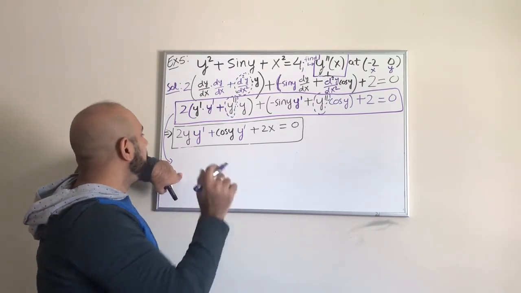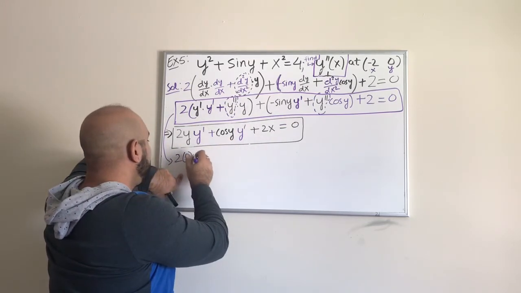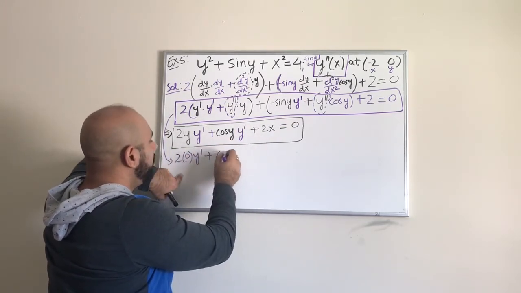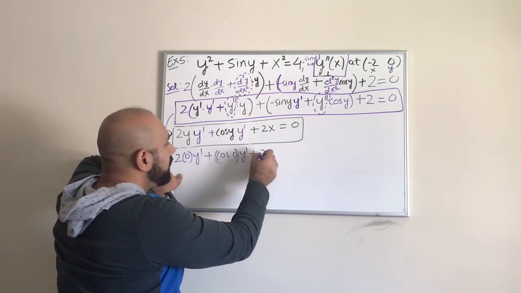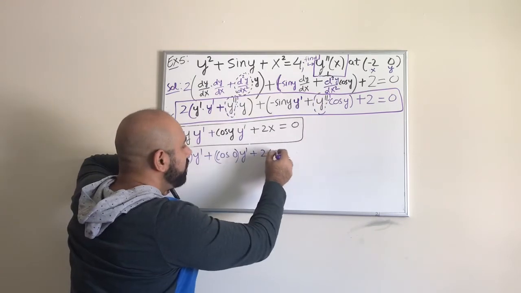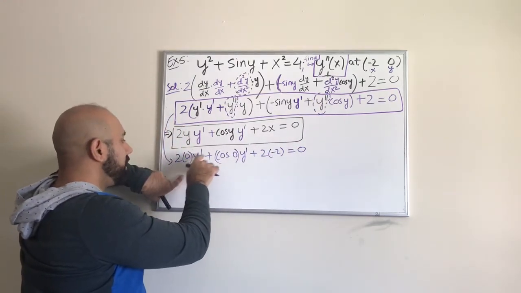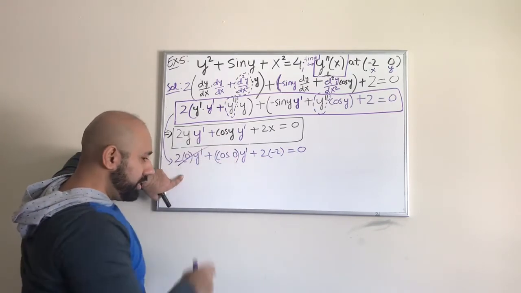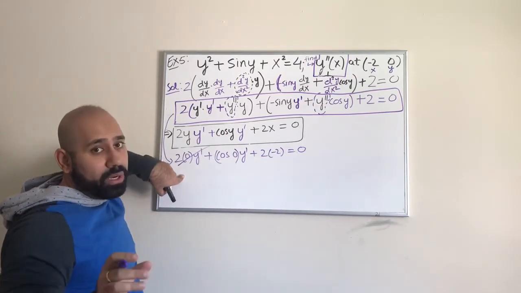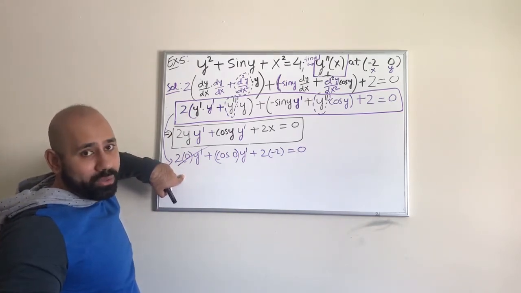That's why I had already preserved it, and I knew that I'm probably going to need this again. So I substituted, what do I have for y? y is 0. So 0 times y prime plus cosine of 0 times y prime plus 2 times x, x is negative 2. Guys, from here, 2 times 0 is 0, 0 times y prime is 0, this term vanishes. We know cosine of 0 is 1, and if you don't remember it, you can use the unit circle, or you can also use your calculator for that.